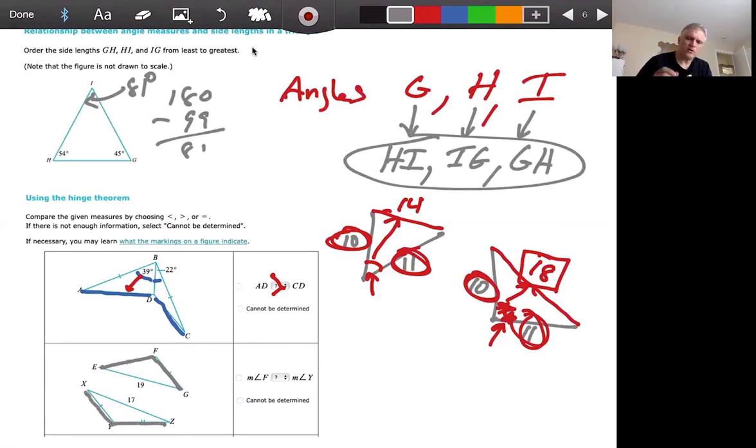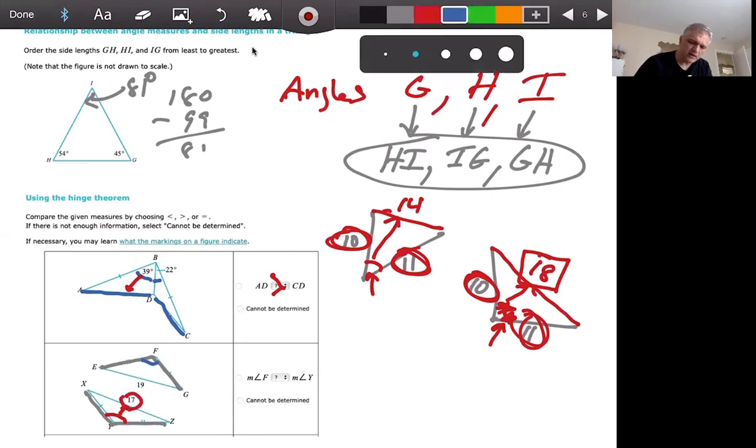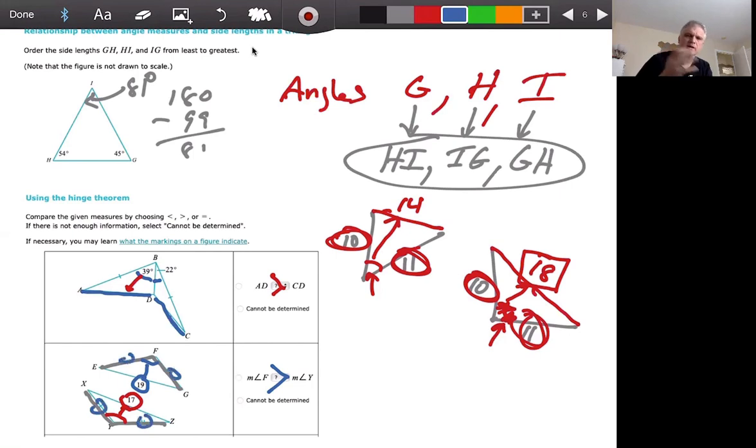So now they want to know angle F versus angle Y. This angle versus this angle. Okay. The angles themselves are created by two sides that are congruent to the other two sides. So now all you can do is look at the opposite side and say angle Y is opposite of 17 and angle F is opposite of 19. Angle F's bigger. Okay. So if those markings had not indicated that those two angles were made of sides that were congruent, you would be able to say it cannot be determined. But this one can be determined.